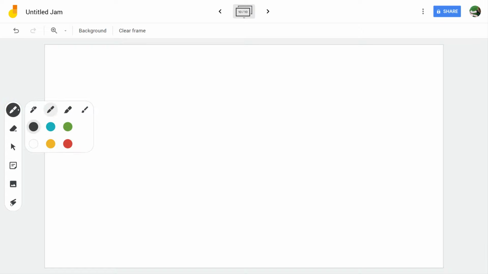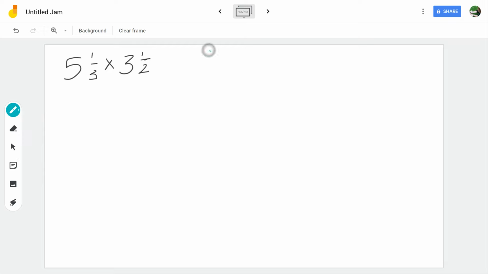Okay, let's look at 5 1/3 times 3 1/2. Again, both of these are mixed numbers, so you're going to want to use the process of multiplying, then adding to make these improper fractions. So let's start with 5 1/3.